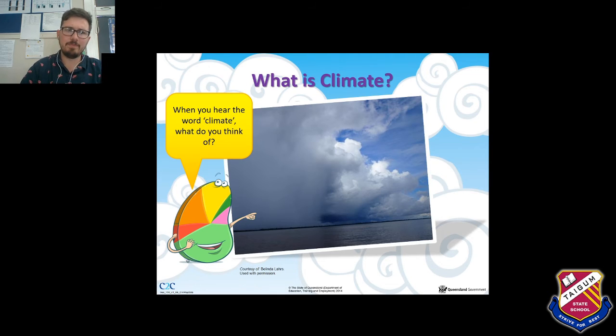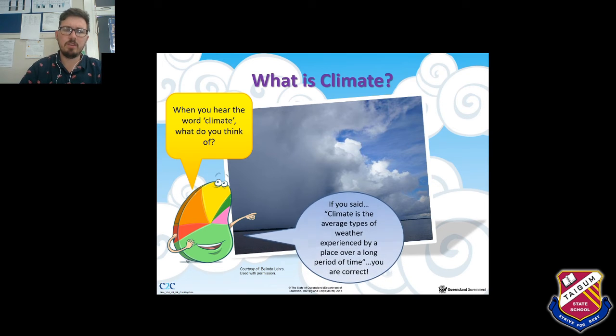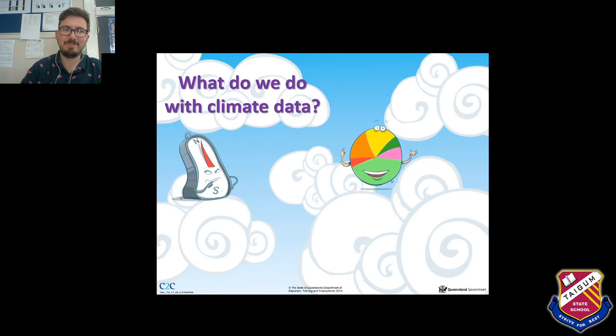What is climate? When you hear the word climate, what do you think of? If you said climate is the average types of weather experienced by a place over a long period of time, you are correct. Did anyone actually say that? I'd be pretty impressed if you did.